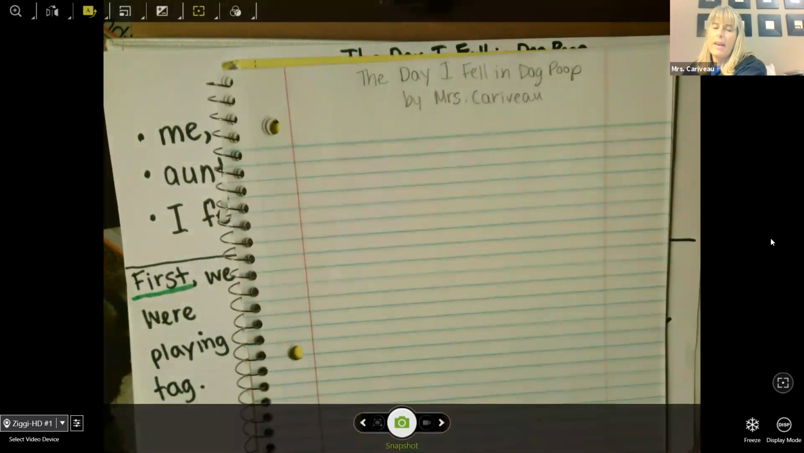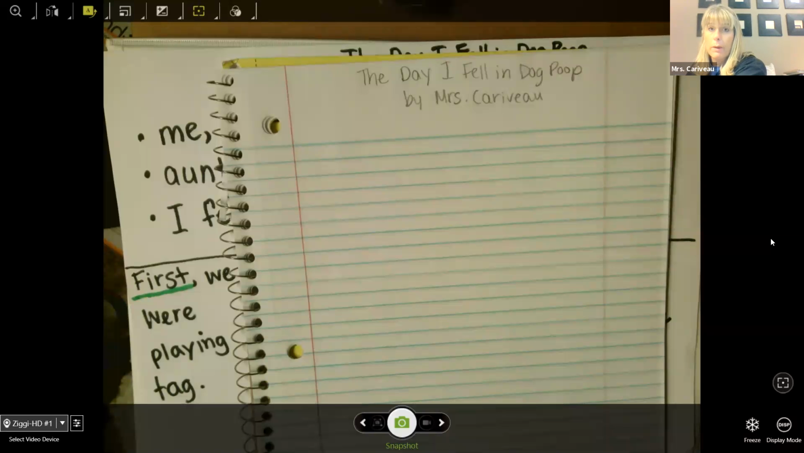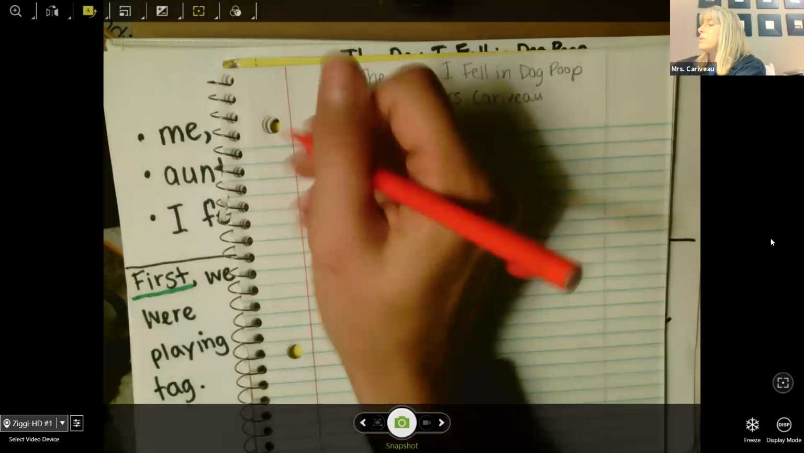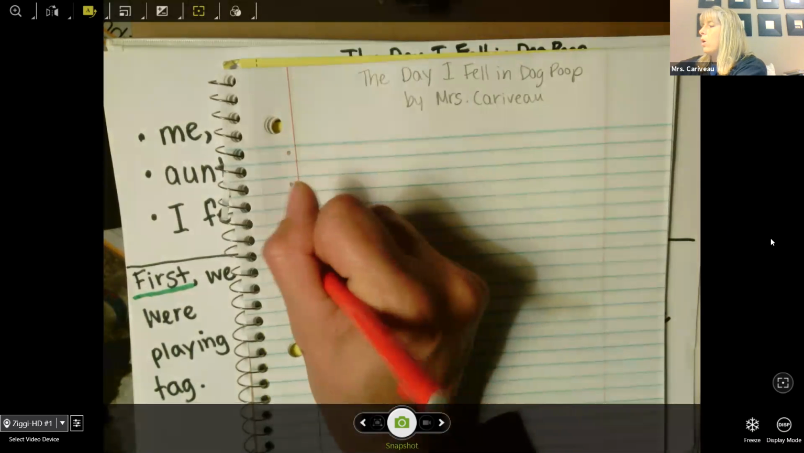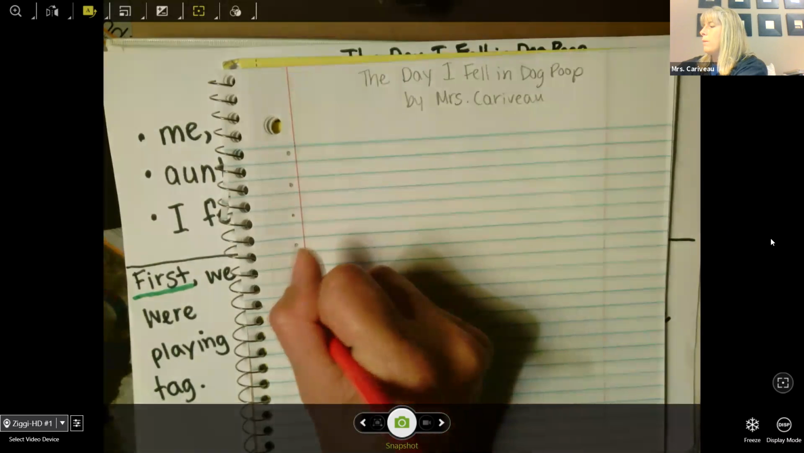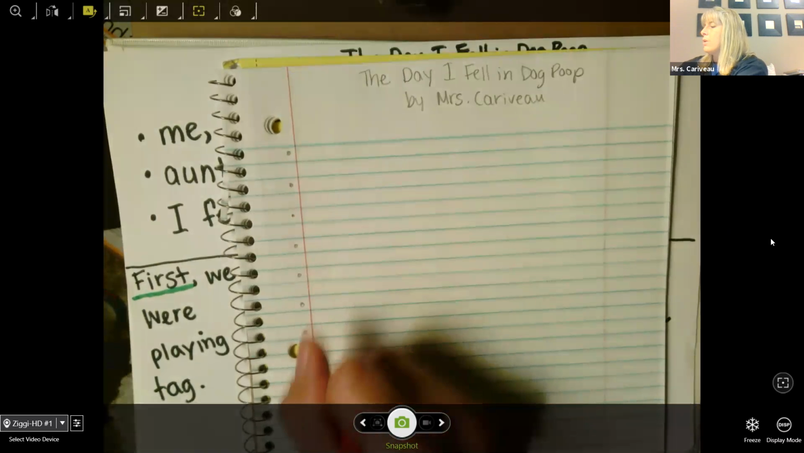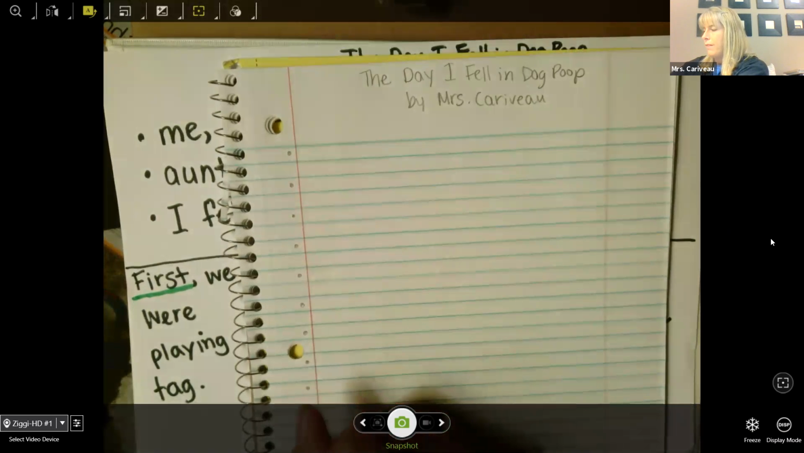Okay, the first thing I like to do before I write, because I have these lines, and I'm going to need a lot of space once I move on to my other steps of the writing process, is make sure that I remember to skip lines. So I always put these dots to help me remember to skip lines so that there's room for me when I have to revise and edit, which we will do later.